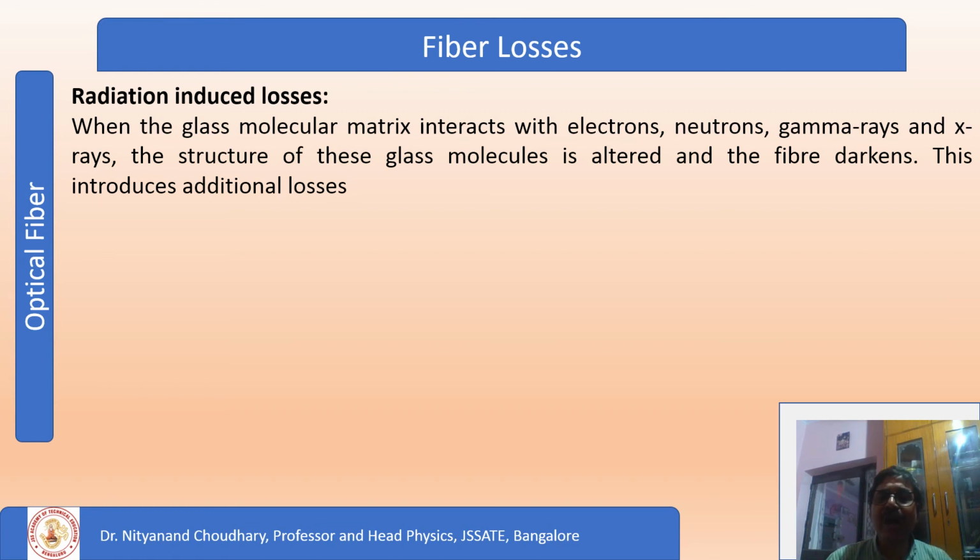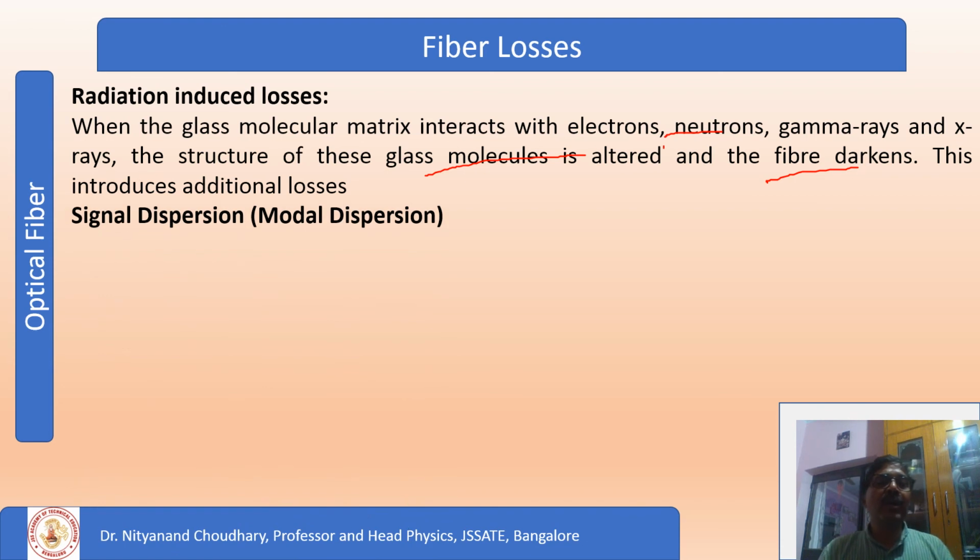So the fiber is getting penetrated continuously by neutrons, gamma rays, x-rays, right, and because of that the molecular structure of the fiber may get altered. So what we are saying, the molecular structure of the fiber, that is of the glass, gets altered and the fiber darkens, right. And the moment this fiber darkens, it is going to introduce one other type of loss, and that we will call your radiation loss.